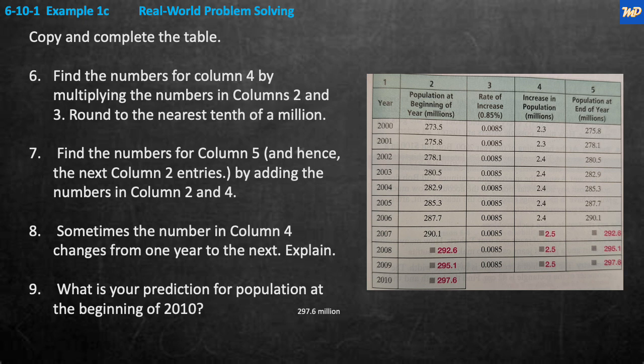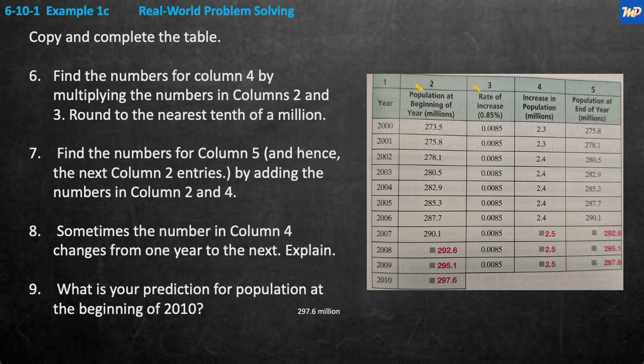It says, find the numbers. So here's what we're going to do to solve these answers, the answers in red down below. First, we're going to look at the beginning of the table to understand how the table works. So the table says, first, find the numbers for column 4. So we're going to find all the numbers for column 4, which change as you look down here. You see they change. Find the numbers for column 4 by multiplying the numbers in column 2, that's back here, column 2, and column 3. Multiply 2 and 3, round to the nearest 1/10 of a million.